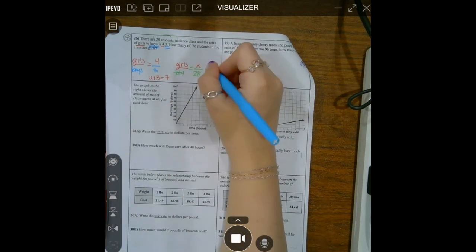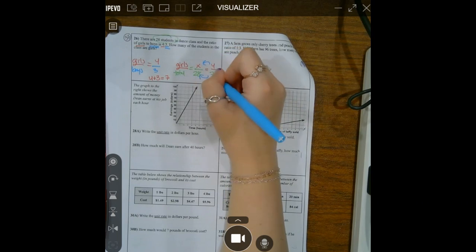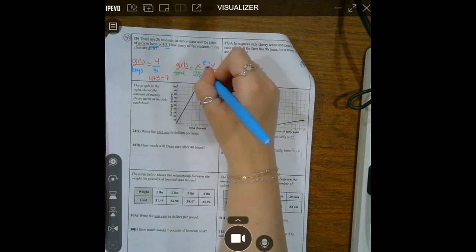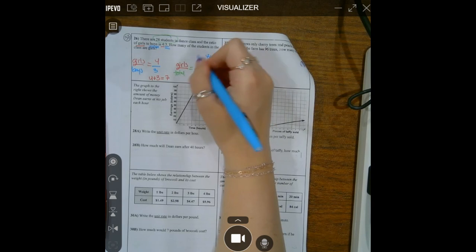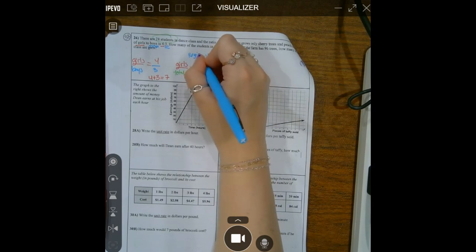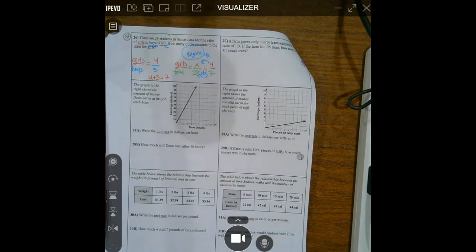Okay, so let's see if we can go do the shortcut. 7 times what is 28? 4. So then 4 times 4 is 16. So there's going to be 16 girls when there's 28 total students. Okay, definitely try this one on your own.